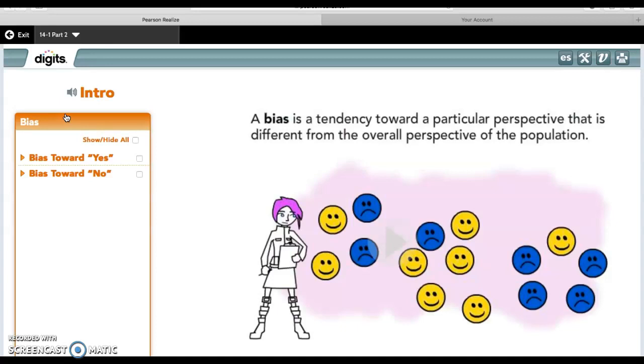Now for part 2, we're going to talk about bias within a group. When we pick a group, we want to make sure that it doesn't have a certain bias. A bias is a tendency toward a particular perspective that is different from the overall perspective of a population. Again, let's talk about our school. If I wanted to know how many students said their favorite subject was math, would I choose a random group of students and ask them to find out what is representative of the population, or would I ask my math club? Would I get a true representation of how many students' favorite subject is math if I only asked students who came to my math club?